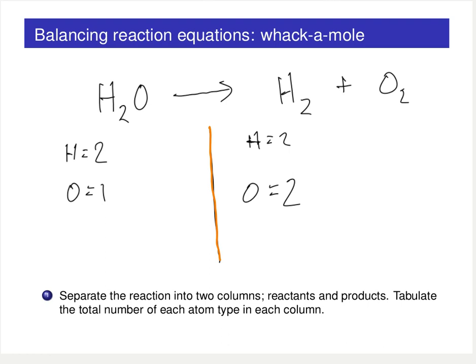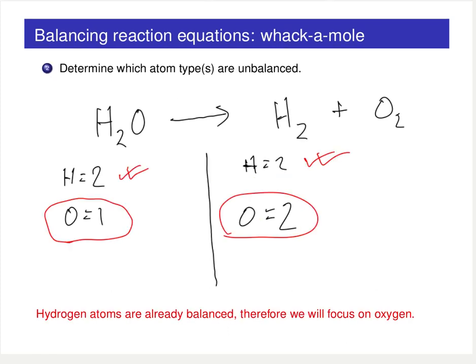as written, we have only 2 hydrogen atoms and 1 oxygen atom on the left-hand side. And on the right-hand side, we have 2 hydrogens and 2 oxygen atoms. So what that means is that these hydrogen atoms are already balanced, right? However, we have an asymmetry in the number of oxygen atoms. So what we need to do then is ask ourselves, what sort of stoichiometric coefficient can I add in order to get this guy to end up at 2? We need 2 oxygen atoms.